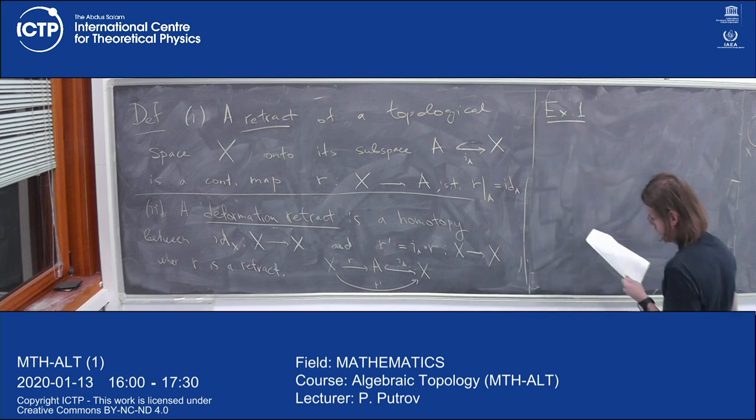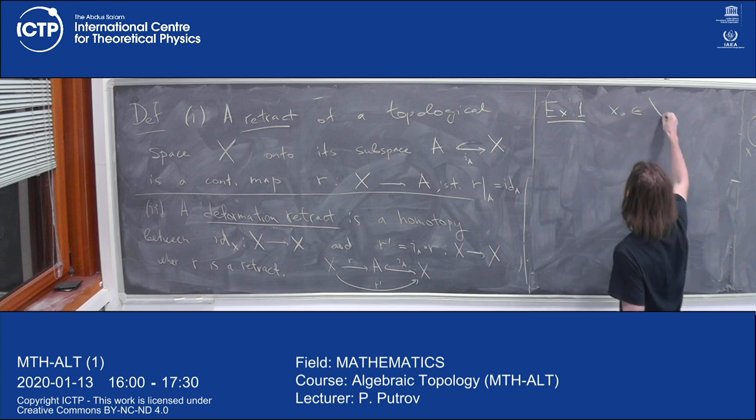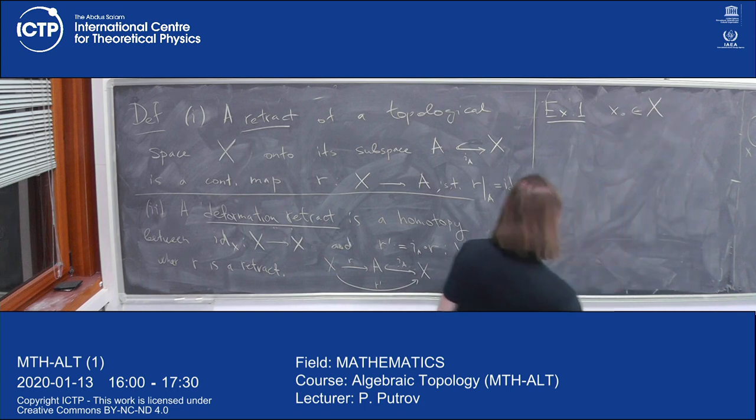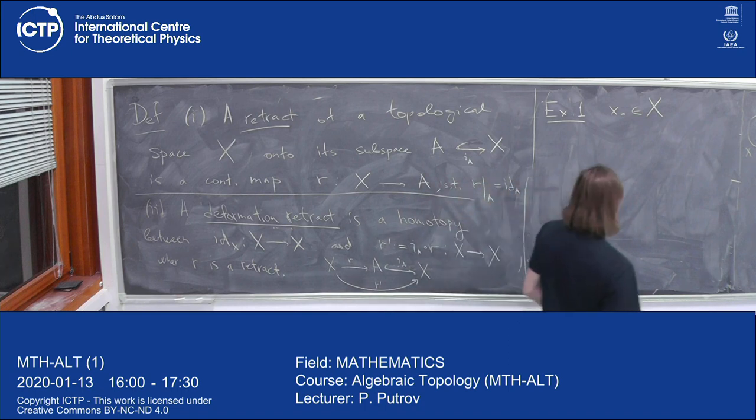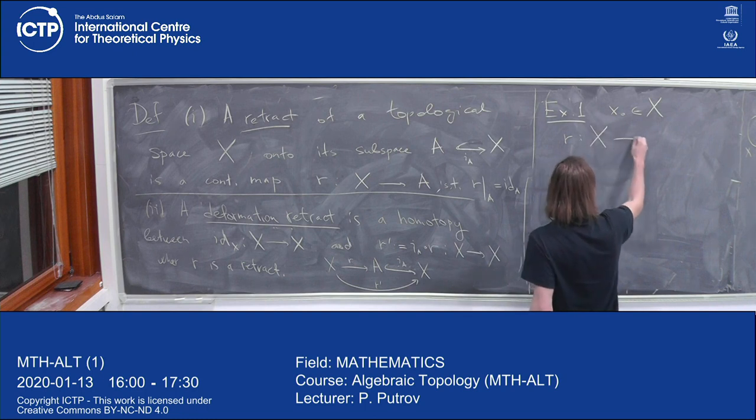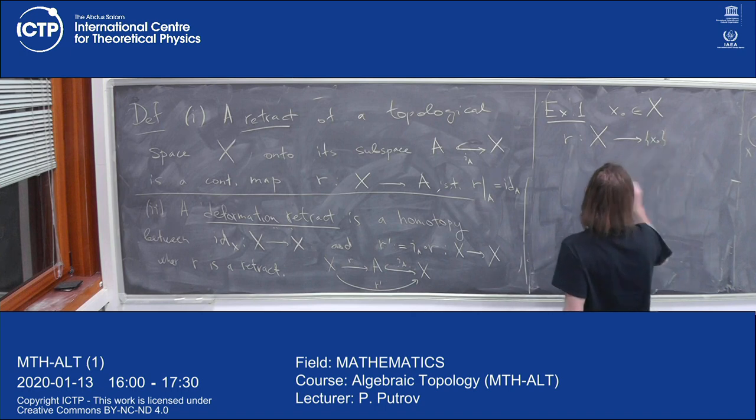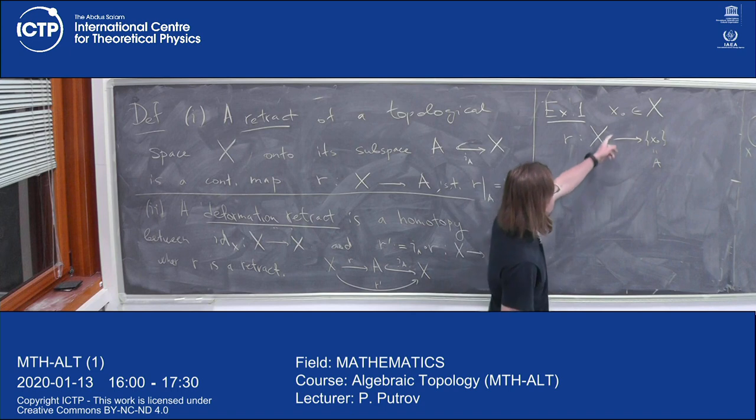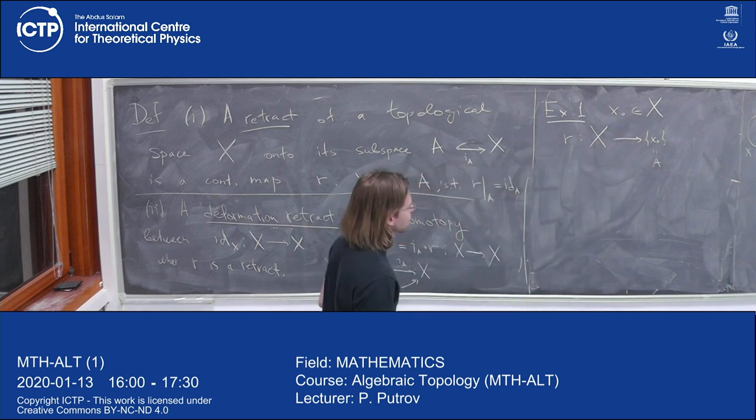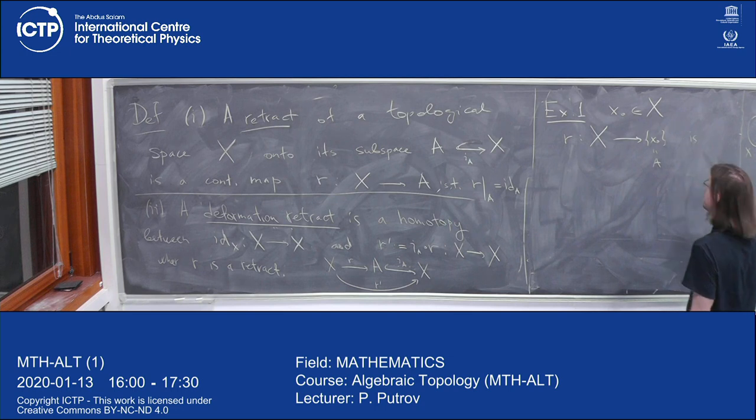Some examples of a retract and a deformation retract. See example one. Let me take some topological space X and a point x0 in it. This is a very simple example of a retract. I take a map from X to a subspace, which will be my A, consisting of the single point x0. This is an example of a retract.